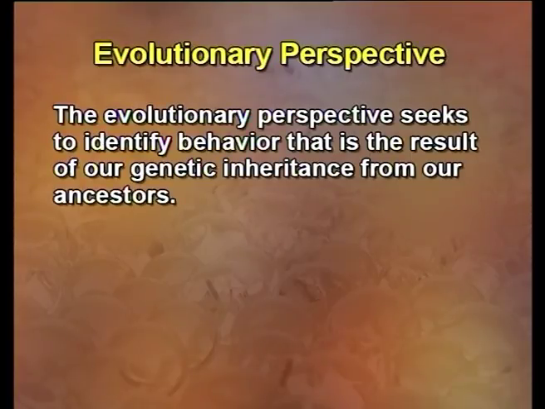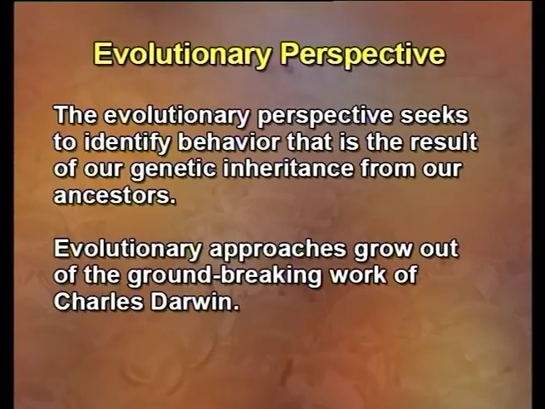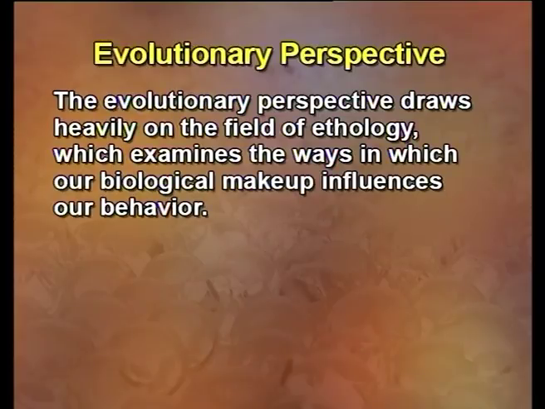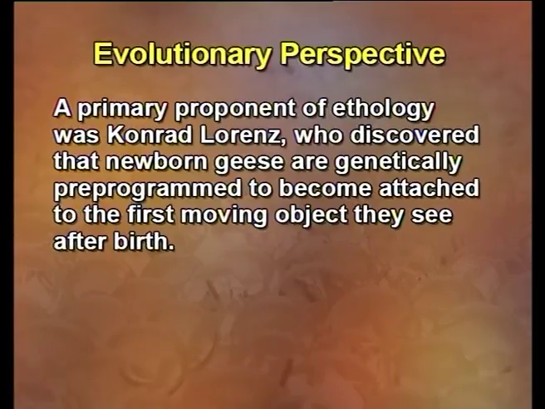It seeks to identify behavior that is the result of our genetic inheritance from our ancestors. Evolutionary approach, as you might have understood by now, grew out of the groundbreaking theory and work of Charles Darwin. It also draws heavily on the field of ethology, which examines the ways in which our biological makeup influences our behavior. A primary proponent of ethology was Konrad Lorenz, who discovered that newborn geese are genetically pre-programmed to become attached to the first moving object they see after their birth.